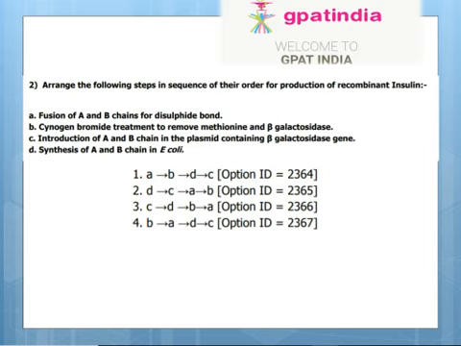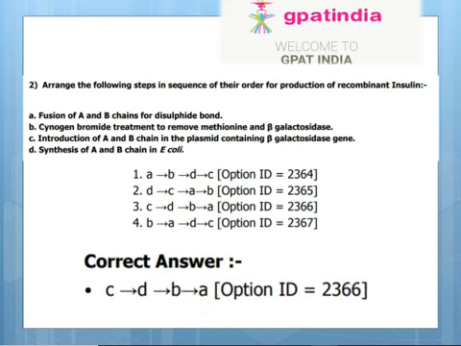Another option is synthesis of A and B chain in E. coli. If we use our common sense, first we will introduce the chains, then they get synthesized in E. coli, then we will break the galactosidase bond, and finally we have to connect both. So the correct answer is C, then D, then B, then A.